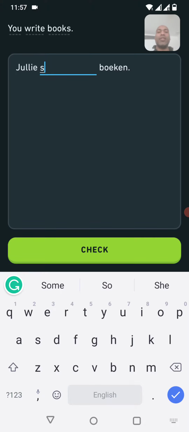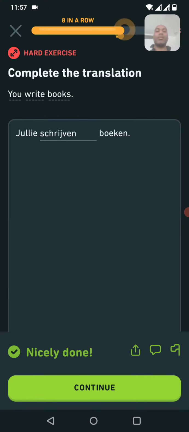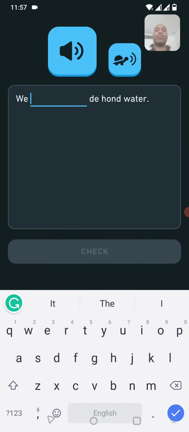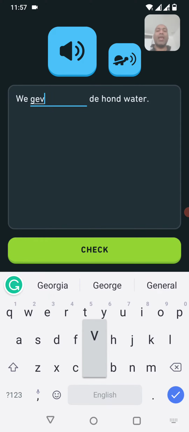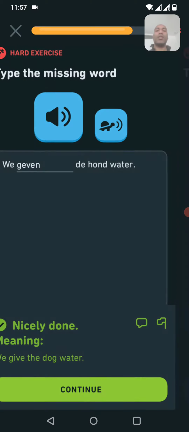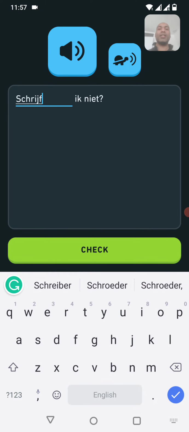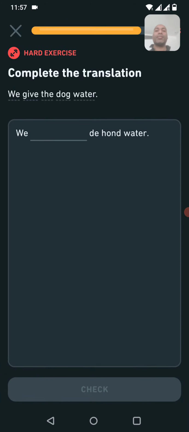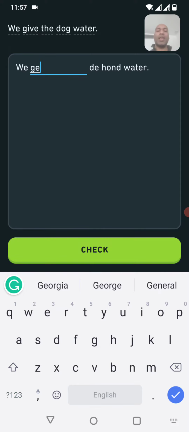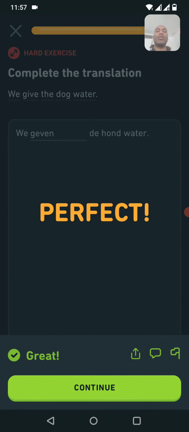Jullie schrijven boeken. We geven de hond water. We give the dog water. We geven. Geven means plural.